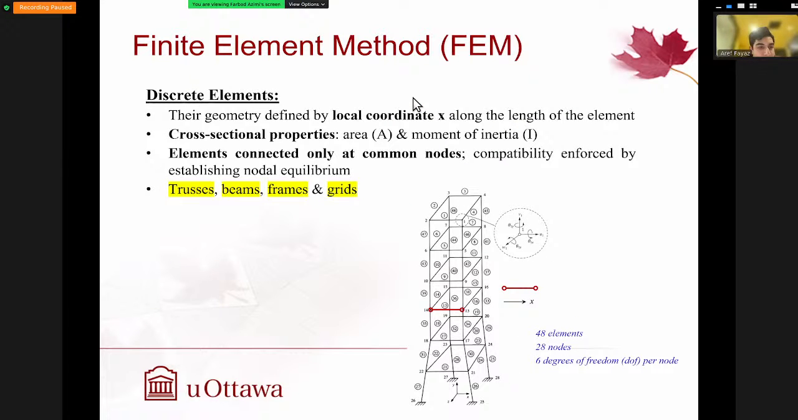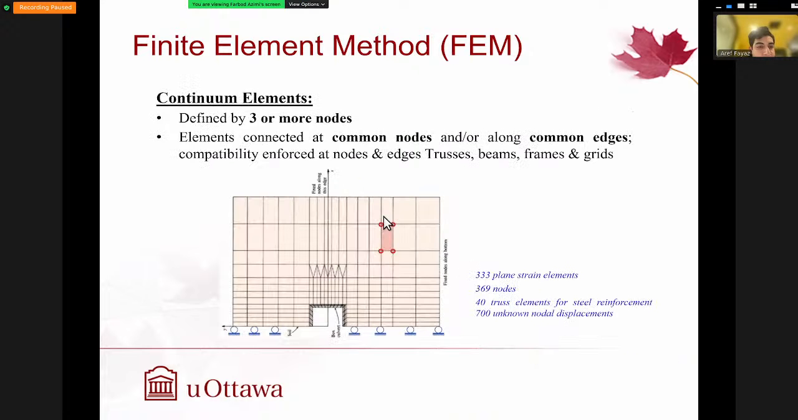So in the discrete elements, their geometry is defined by local coordinates. We have cross-sectional properties, area, and moment of inertia. And these elements are connected only at common nodes. You have a diagram at the bottom showing trusses, beams, frames, and grids. You can see there are 48 elements, 28 nodes, and 6 degrees of freedom.